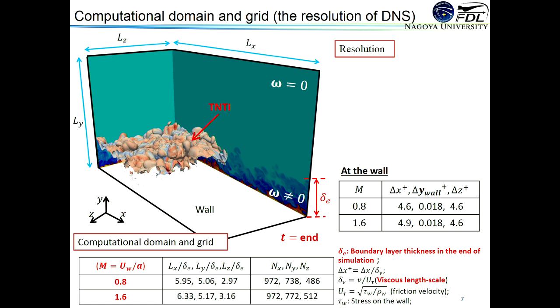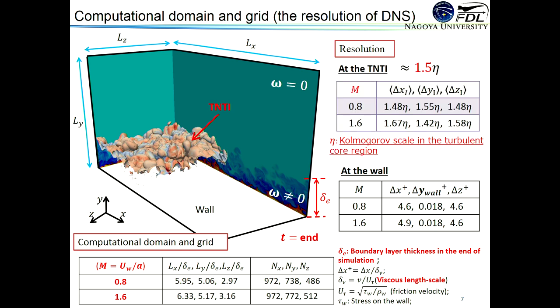In this study, we performed two cases with different Mach numbers, 0.8 and 1.6. The computational domain and the grid points are here. The computational domain is decided by the boundary layer thickness at the end of the simulation. The resolution of the computation at the wall is shown in this table. By this, we can ensure that the grid is fine enough near the wall. But for studying the turbulent/non-turbulent interface, it is also important to ensure that the resolution is sufficient in this region. So in this study, we limited the resolution to around 1.5 Kolmogorov scales, and the Kolmogorov scale used here is the Kolmogorov scale in the turbulent core.